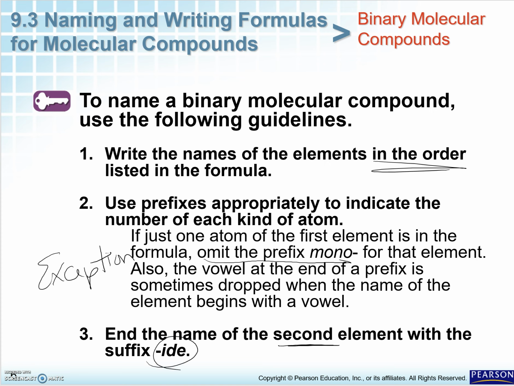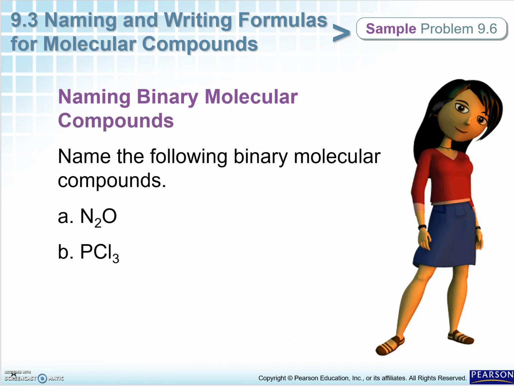So if we are going to give this a shot, let's take a look at N2O first. Just like I said before, you're going to write the names of the elements in the order that they are listed. So it would be nitrogen and oxygen.